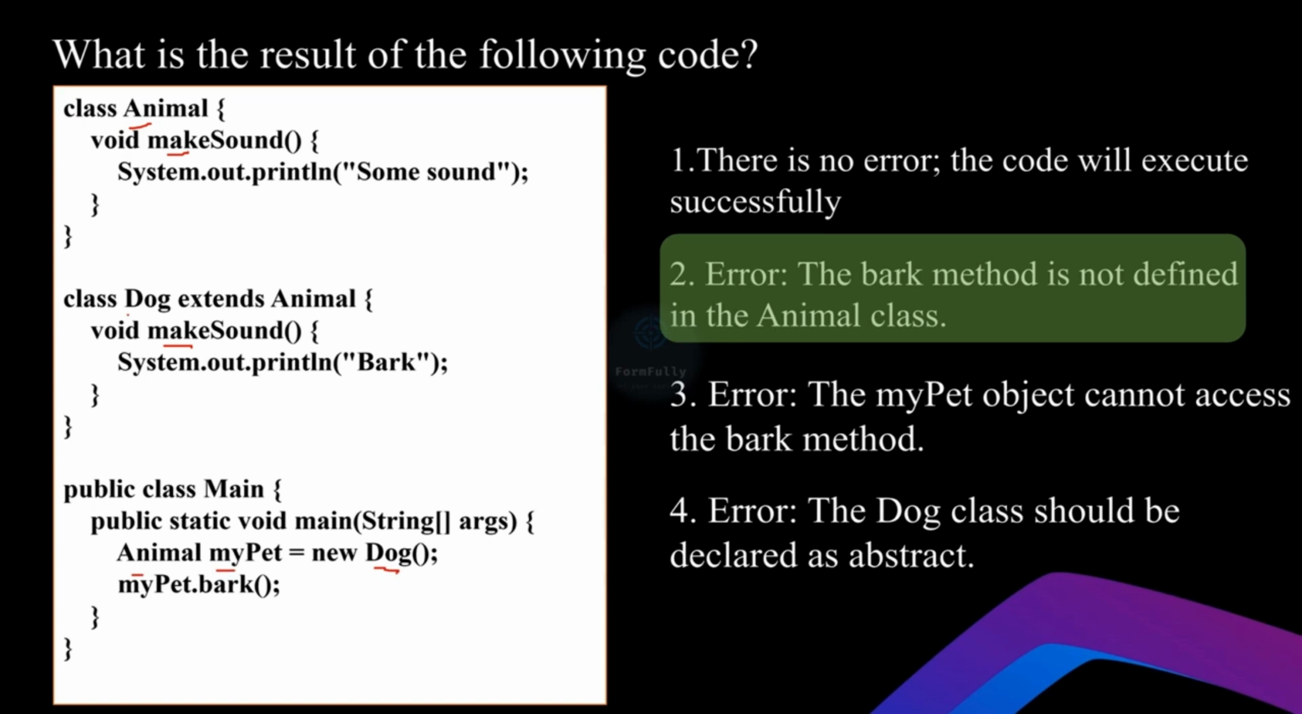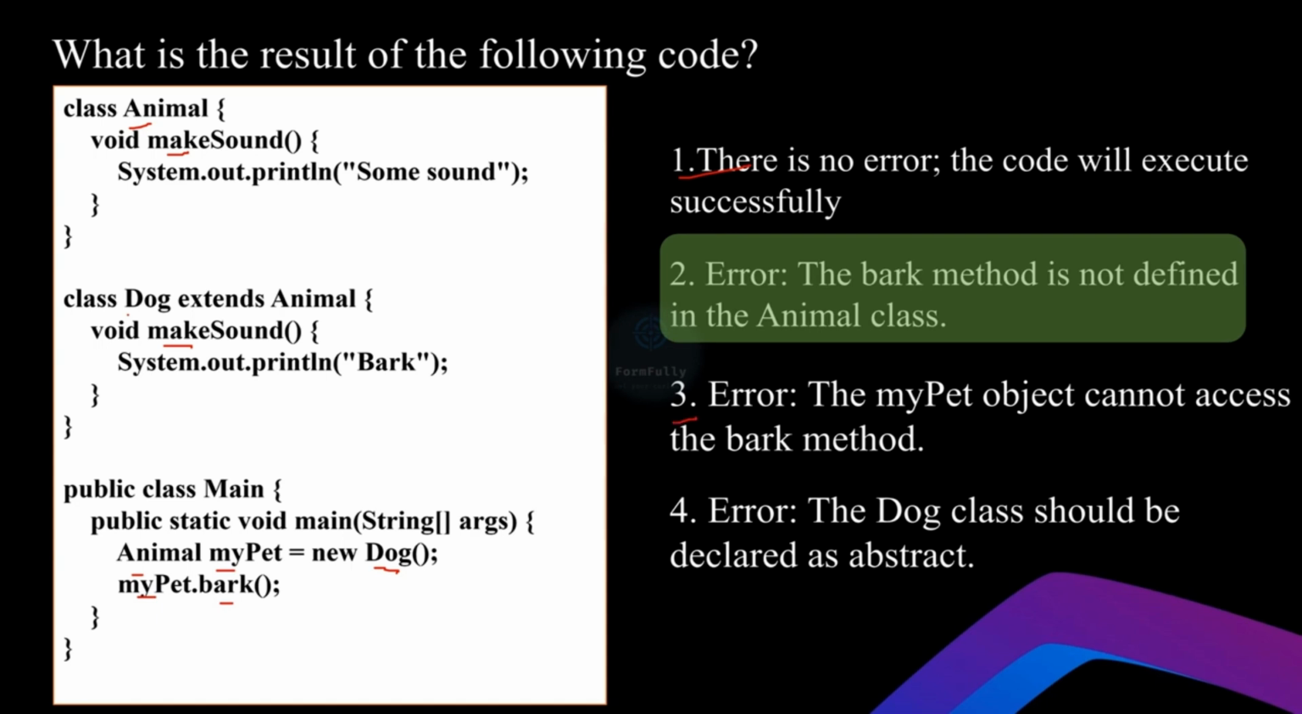However, when you try to call bark method on myPet, it results in a compilation error. The reason is that the bark method is not defined in the animal class and the reference type, that is animal, determines which methods are accessible. Even though the actual object is dog, the reference type restricts the accessible methods to those defined in the animal class. Option 1 is incorrect because the code will not execute successfully because it contains a compilation error due to an attempt to call an undefined method on the myPet object.